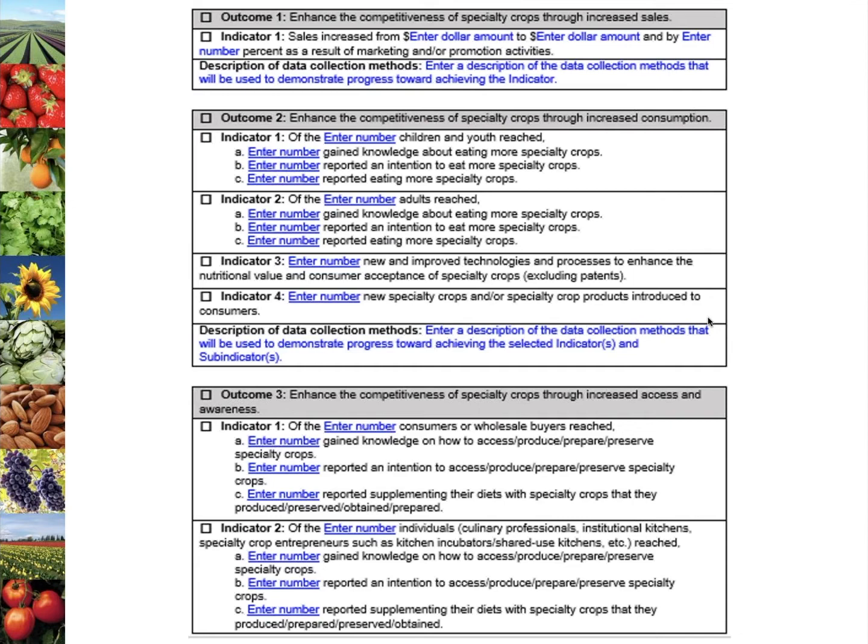Note that only whole numbers or dollar amounts should be entered when completing the form as indicated. Do not enter percentages, fractions, or decimals. And outcome measures, indicators, and sub-indicators that are not selected should be left blank. And also, please note that at the top of the form, there's a PIN field that should also be left blank. It is not required for this particular solicitation.